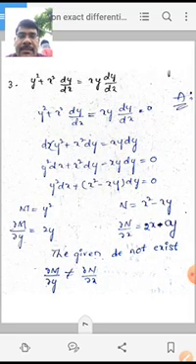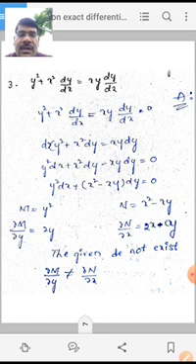Next application: y² + x² dy/dx is equal to xy dy/dx. First we have to convert it into the form of M dx + N dy equal to 0. Here M is equal to y², N is equal to x² − xy. Here ∂M/∂y is equal to 2y, ∂N/∂x is equal to 2x − y. Here the given differential equation is not exact, since ∂M/∂y is not equal to ∂N/∂x.